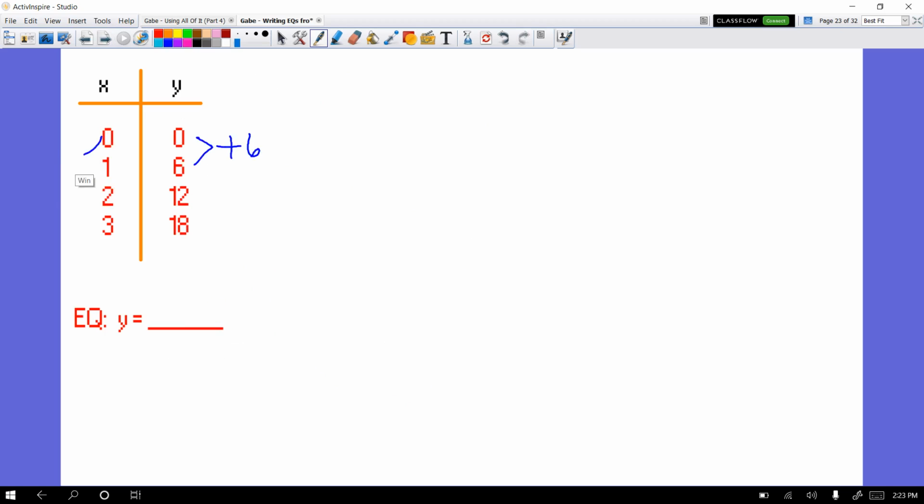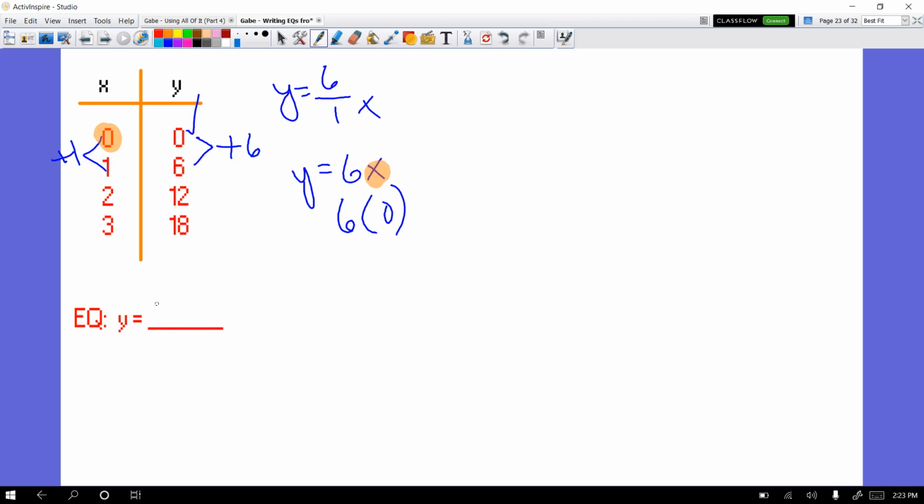Plus 6. So 6 over 1x, y equals. We can just go ahead and say 6 divided by 1 is 6. You can just go ahead and do 6x. I'm going to use 0. Substitute it in for my x value and see where I'm at. 6 times 0 is 0. Dang, I don't need to add or subtract anything. Look at that. It's supposed to be 0. Check. Awesome. So the equation here is 6x. Awesome. That was an easy one.